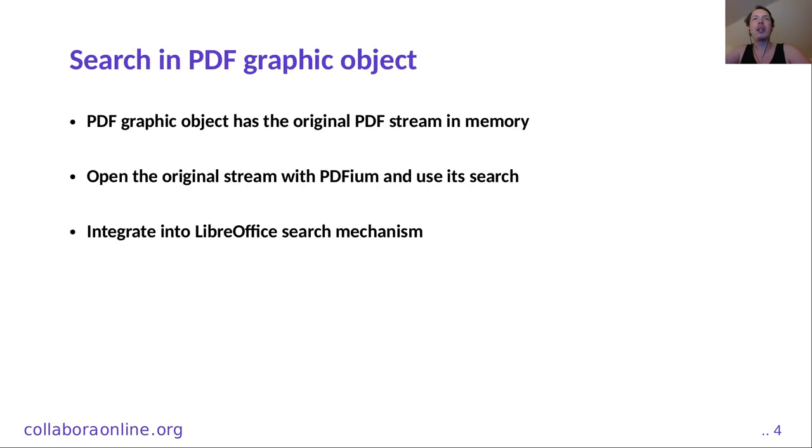So let's continue. So we have the PDF stream in the memory, and about searching, we open the original stream in PDFium and search. And then we also have to integrate this into the LibreOffice search mechanism so that it works seamlessly, like each PDF graphic object is contained inside the document.